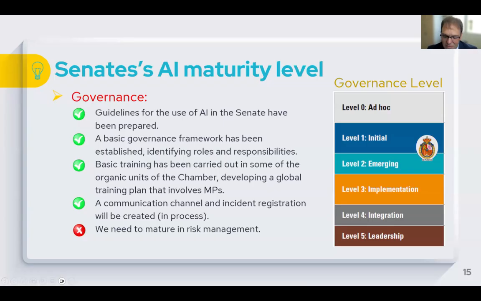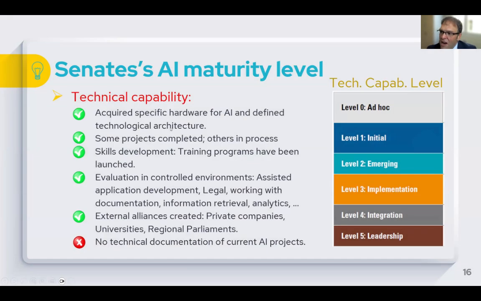Yes, because we have a lot of gaps in here. We need to mature in risk management and other things. But we are also, some strengths of us are written here. The second area is technical capability. We are the Senate. We are here.